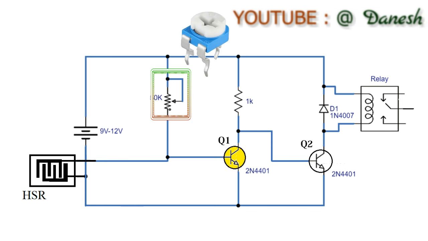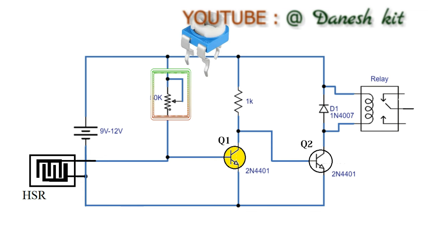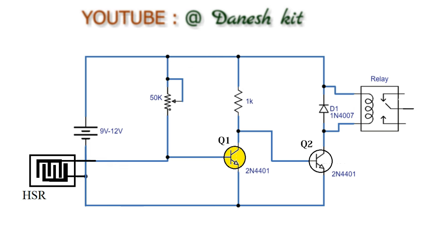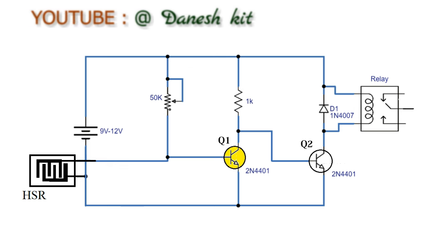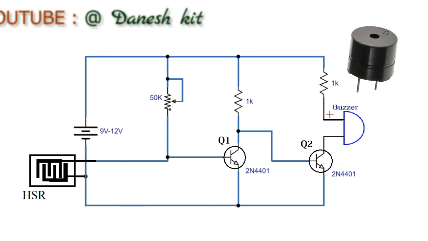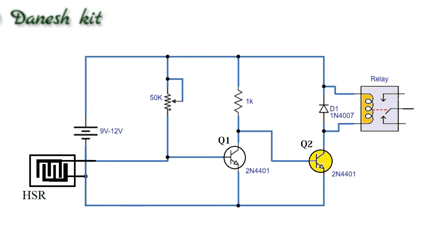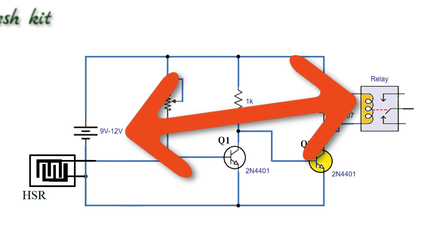We have used a 50 kilo-ohm variable resistor to adjust the sensitivity of the circuit. You can transform this circuit into an alarm or visual indicator by connecting a buzzer or an LED instead of a relay. The relay should have the same voltage as the input voltage.